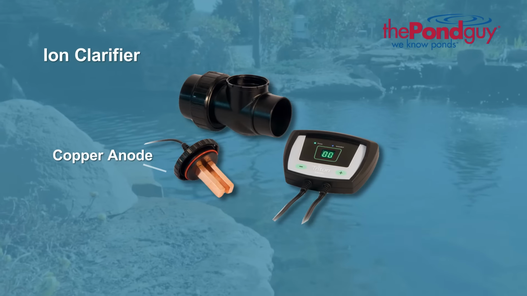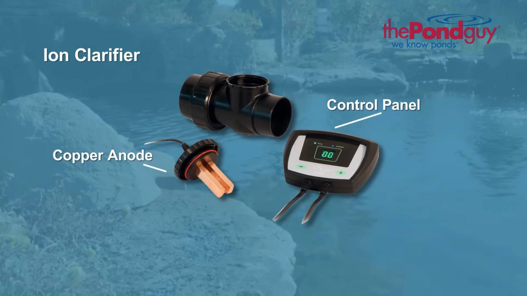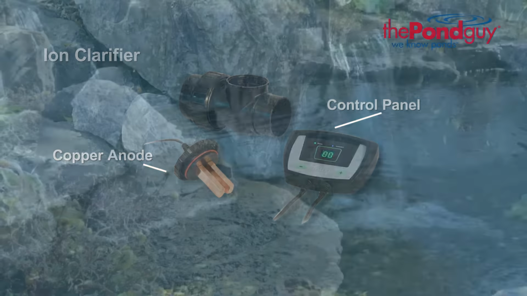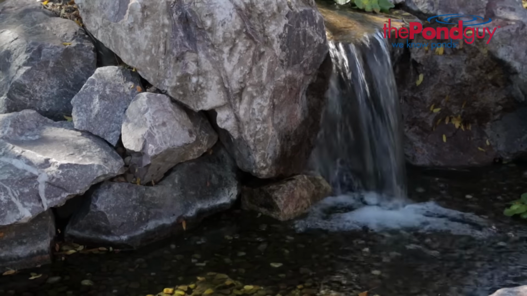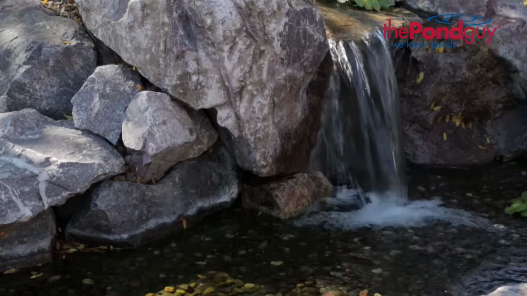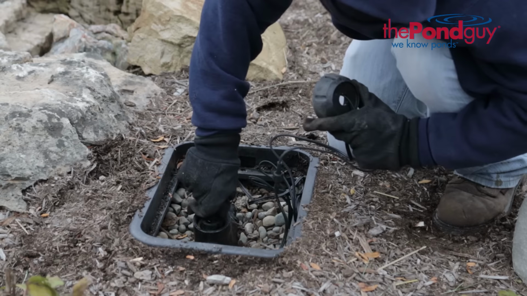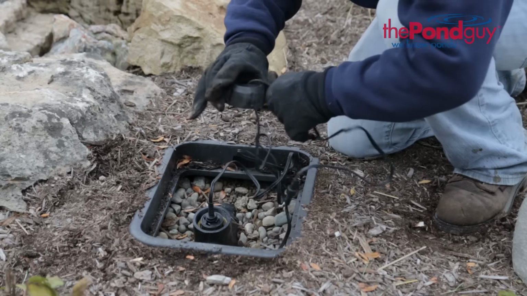Ion clarifiers work by using a copper anode and a control panel to adjust the ionization that occurs between the anode and the water. This ionization releases small amounts of copper ions into the water to discourage string algae buildup. Similar to UV clarifiers, ion clarifiers can easily be installed in line with your plumbing.